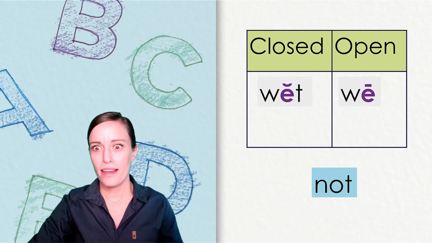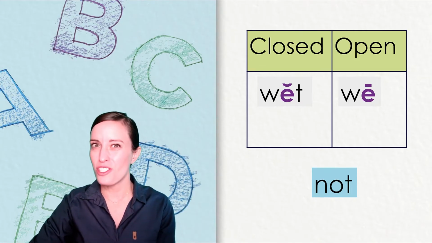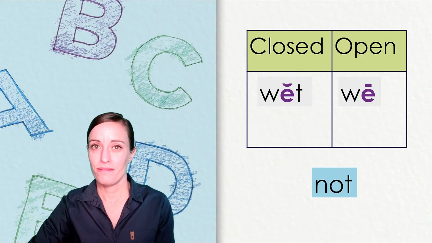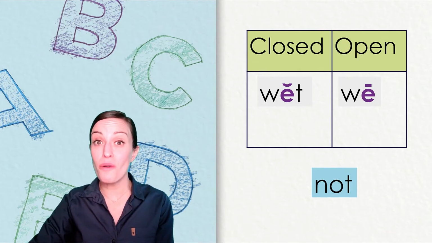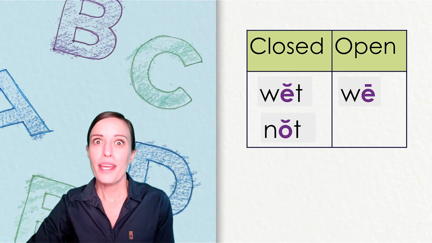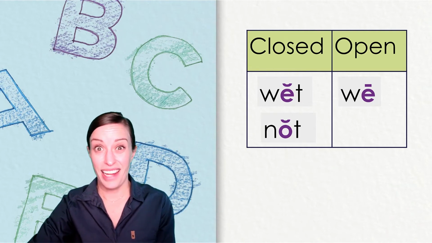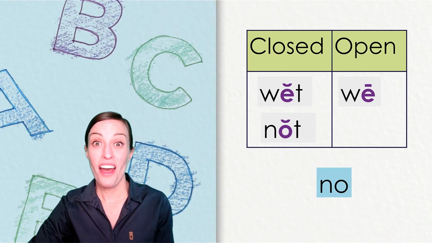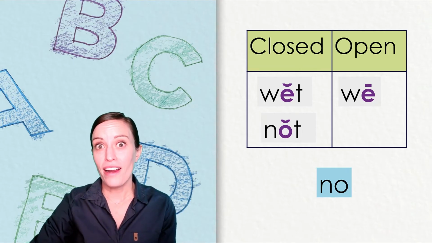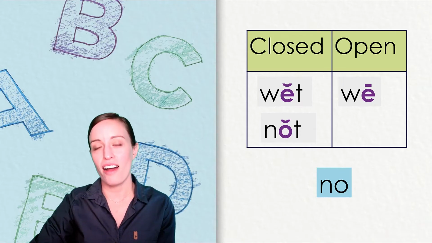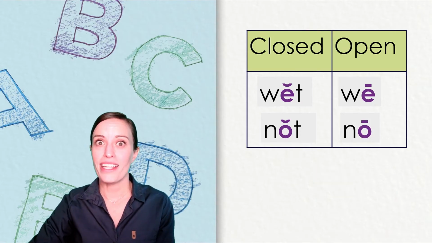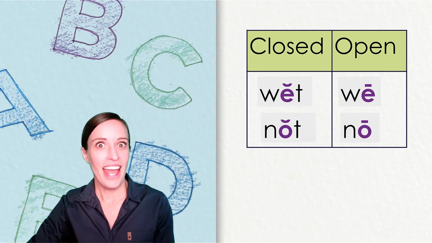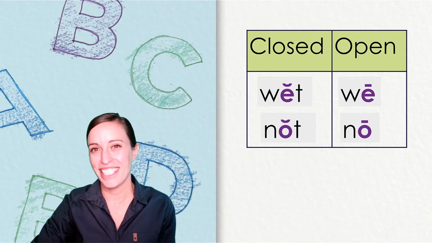Not. How do we know that O has a short vowel sound? Because the O is closed in by a T. So the O makes the short vowel sound. Now let's look at this word. What does it say now? That's right. The word is no. Without the T, the door is opened and the O can call out its name. So no is an open syllable. Excellent job sorting those words with me.